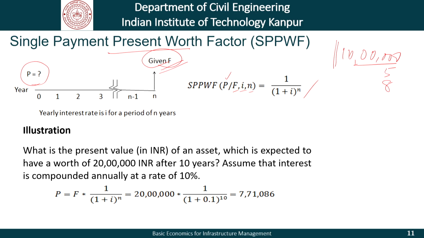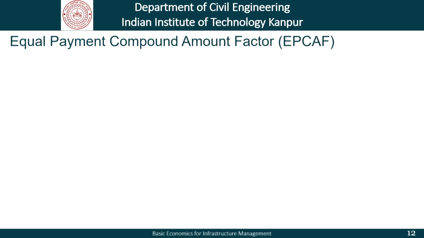What it says is that if we want 20 lakhs at the end of 10 years at 10% interest, what we need to do is just invest 7.71 lakhs. So, basically what is being said is that 7.71 lakhs today will be worth 20 lakhs at the end of 10 years, and that is why this factor here is called the single payment present worth factor.